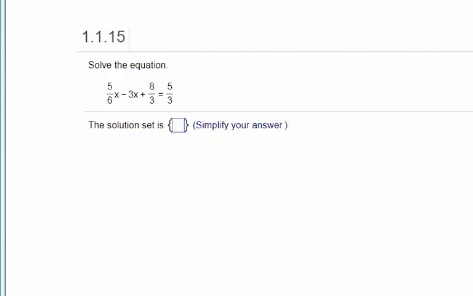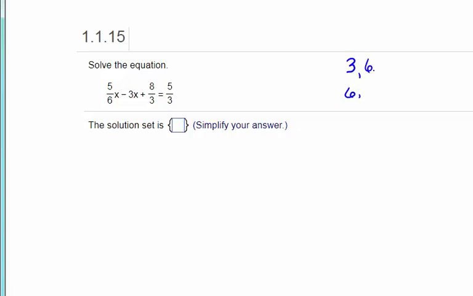Okay, so for our next example, we have a linear equation that has a fraction in it. So if you look at your denominators, you have a denominator of 6 and also a denominator of 3. And what you need to do is find the least common multiple for those two denominators. And so what you might do is come off to the side somewhere and start writing down some multiples of 3 and some multiples of 6.